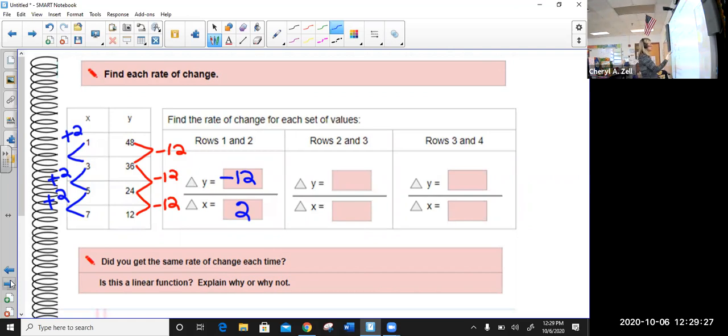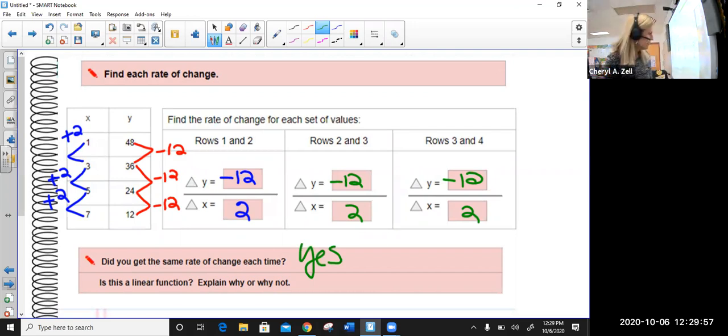All right, and then rows 2 and 3. So row 2 to 3, 36 to 24, I'm going down 12. My X, I'm adding 2. All right, let's look at rows 3 and 4. Again, -12 and a +2, and I'll just put a +2. Did you get the same rate of change each time? Yes, we did.